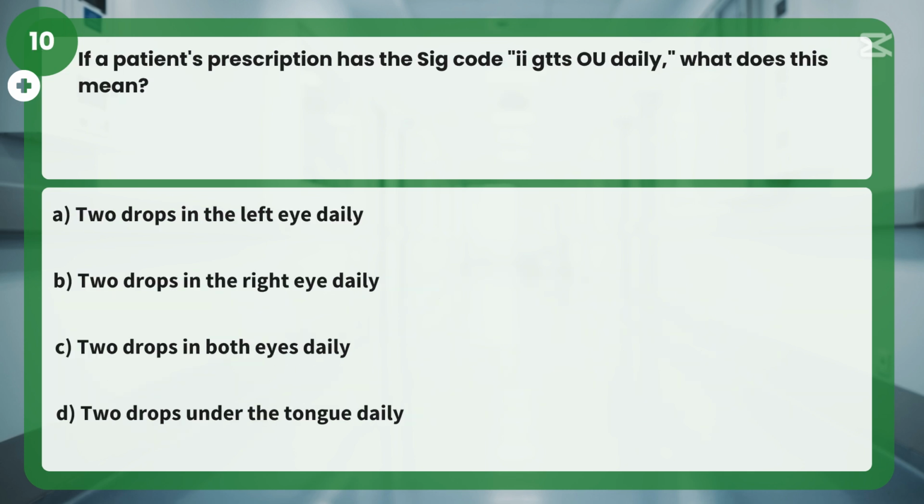Question 10. If a patient's prescription has the SIG code 2 GTTS OU daily, what does this mean? A. 2 drops in the left eye daily. B. 2 drops in the right eye daily. C. 2 drops in both eyes daily. D. 2 drops under the tongue daily.